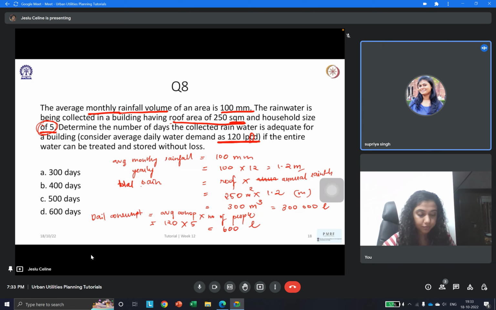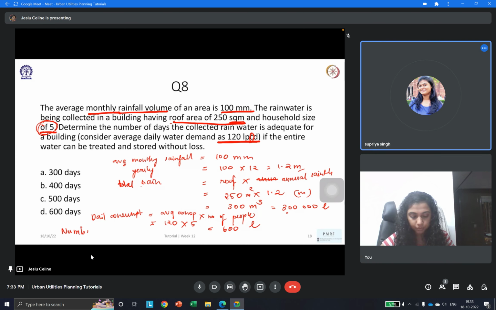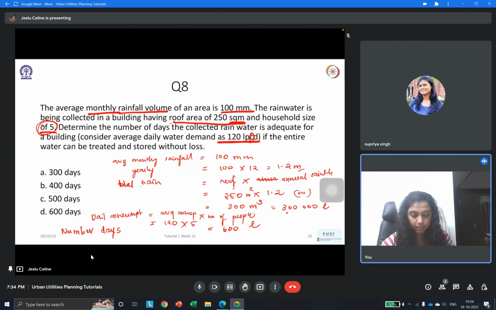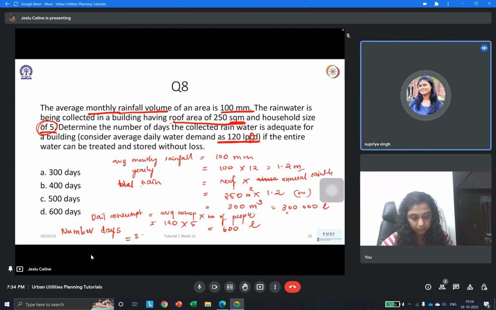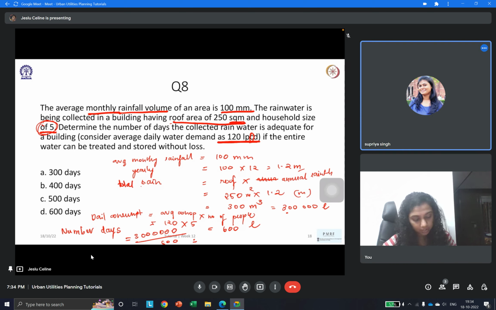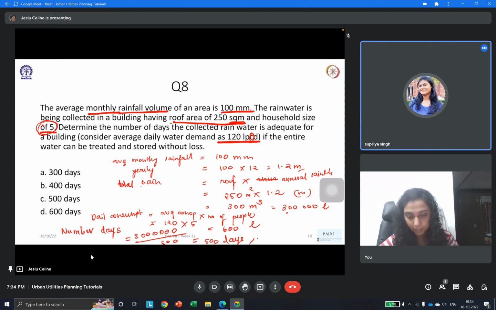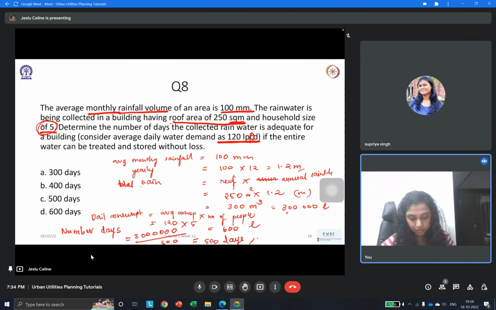And we have around 3 lakh liters of water. So the number of days water is available would be 3 lakh divided by 600. How much does that work out to? 500. Correct. So basically, for 500 days we will have water if we harvest rainwater from the roof. So that is option C, 500.